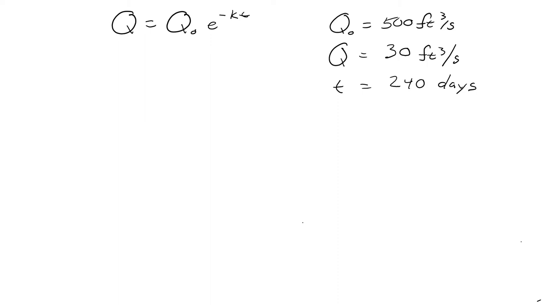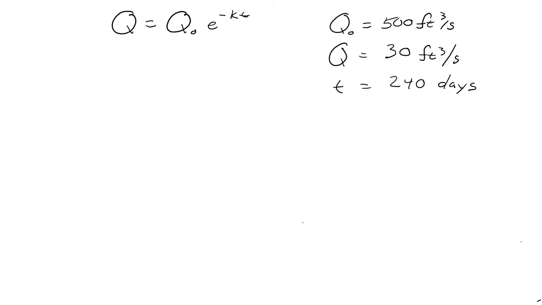Anybody get an answer? Or did you get hung up? Did you get one, Jeff? Nope. Anybody? I got two different answers. What are your two different answers? 2.8 times 10 to the negative 5, and then 1.04 times 10 to the negative 5. All right, let's take a look, okay?